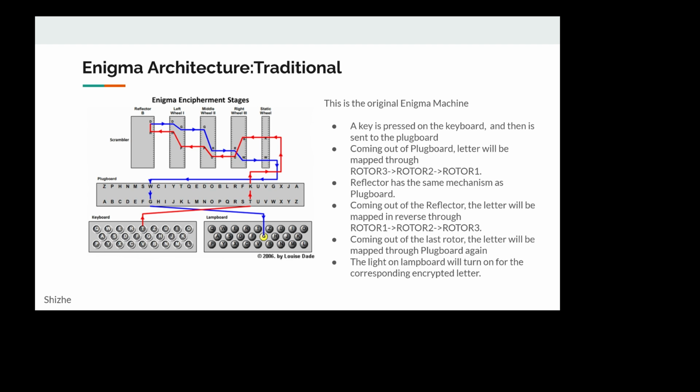As long as a key is pressed on the keyboard, the signal goes to the first static wheel and is converted to another letter. Then it goes through all three rotating wheels, which step forward one step after each input. Then it goes through the reflector and returns through all three wheels to be converted again. Coming out from the last rotor, the letter will be the final ciphered letter.